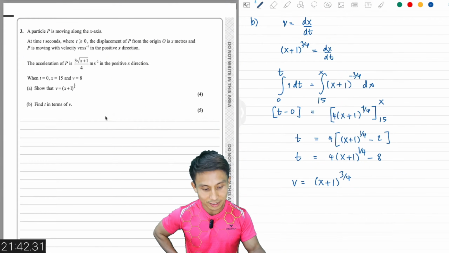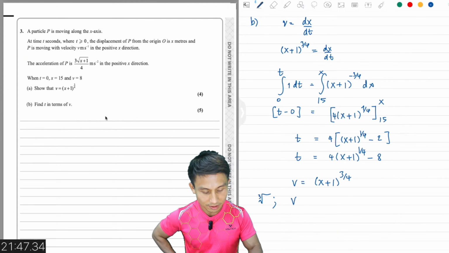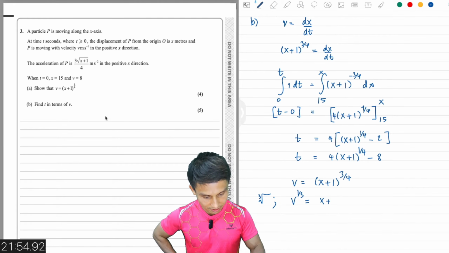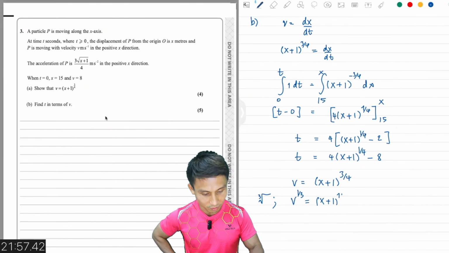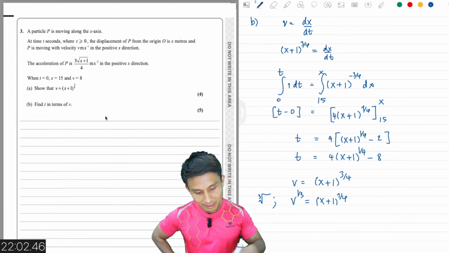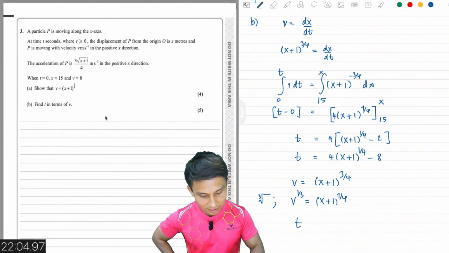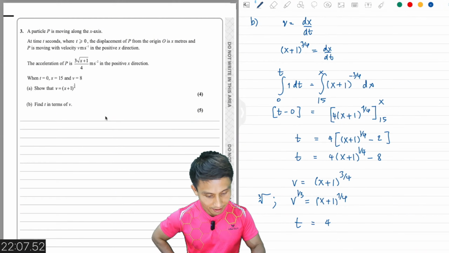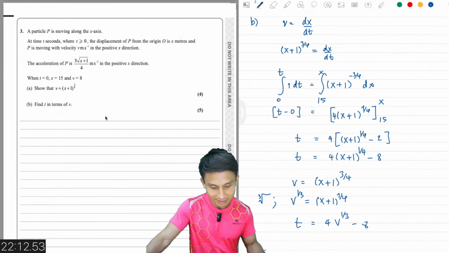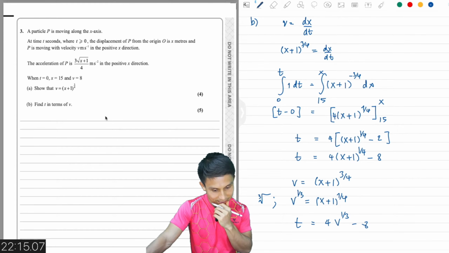So that means if we cube root on either side, we get v to the power of a third equals (x plus 1) to the power of 1 over 4, right? And then we can sub that back into the t equation. So t is actually equal to 4 times v to the third minus 8. Yeah, that was it. I just didn't see that. Sorry. Okay, so I think that was it.